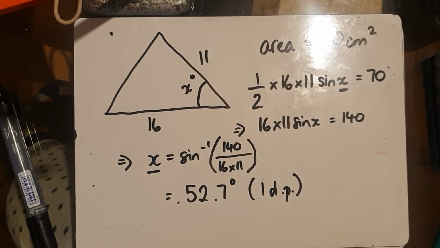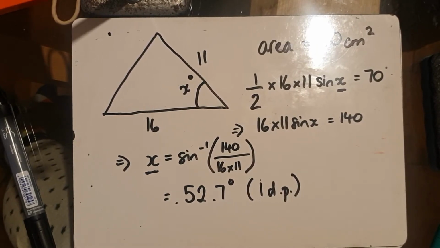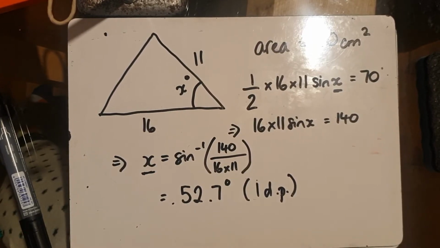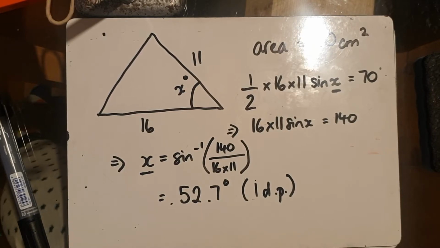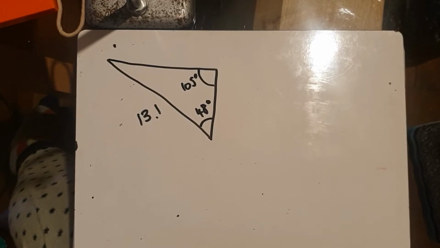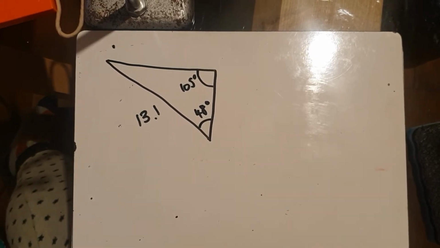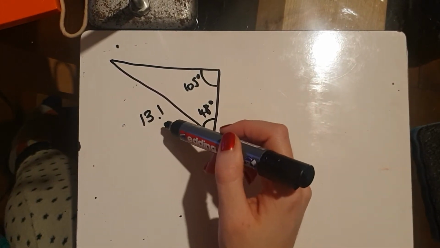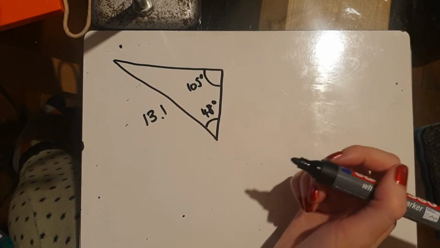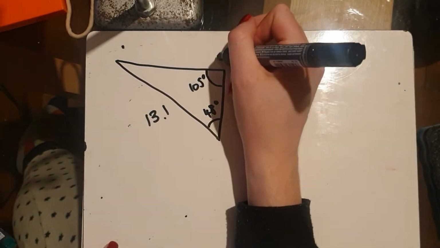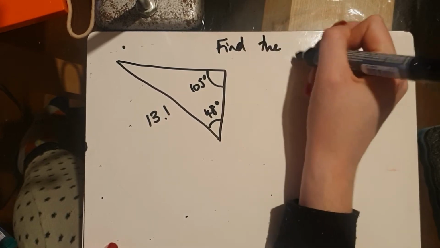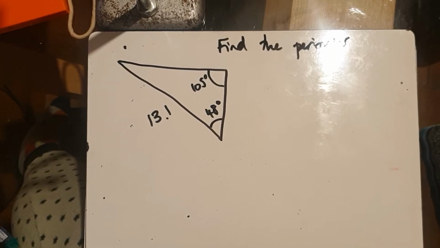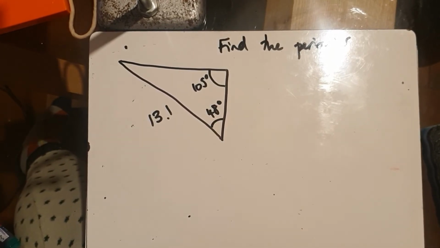Now, that was a fairly easy question that I've just gone through. A question that would be a little bit more like the one that you did in paper 3 is question 8 from the sine rule document. So I'm going to do that one next. In this question, we've got a triangle which looks like this. We've got two angles, 105 and 48, and we've got a side length of 13.1. And what we are trying to find in this question is the perimeter of the triangle. To find the perimeter of the triangle, we need to find the two missing sides.